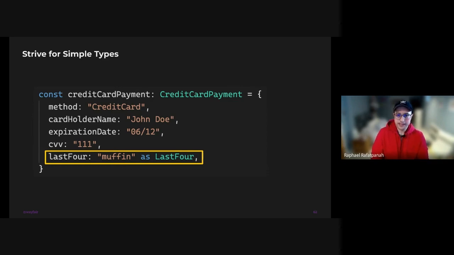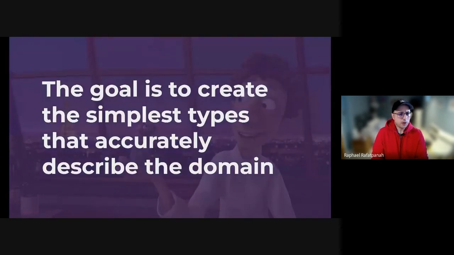Another outcome is that we're making it harder for teammates and ourselves to learn and evolve our domain because we've obscured it through complex types. So the goal isn't to lock down the code, but instead to create the simplest types that accurately describe the domain. And that's what we mean by solidifying the domain in code.